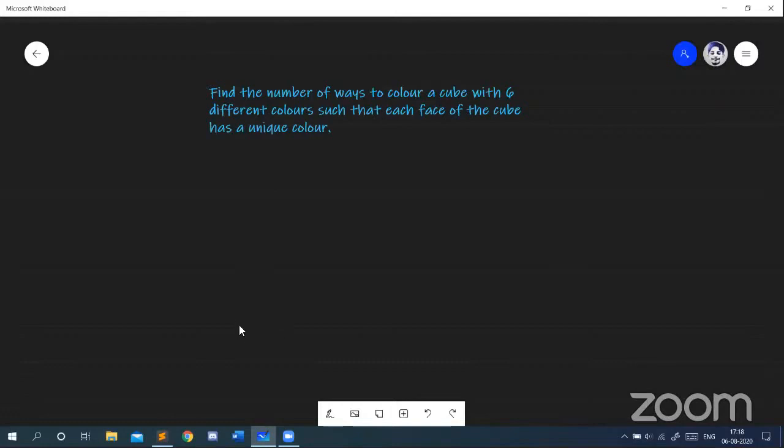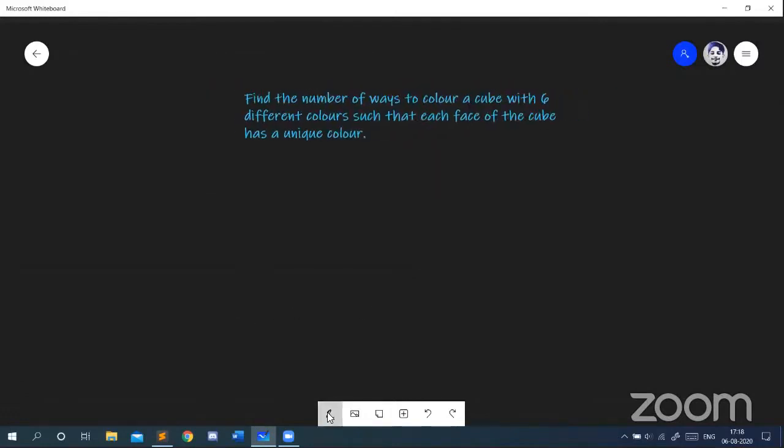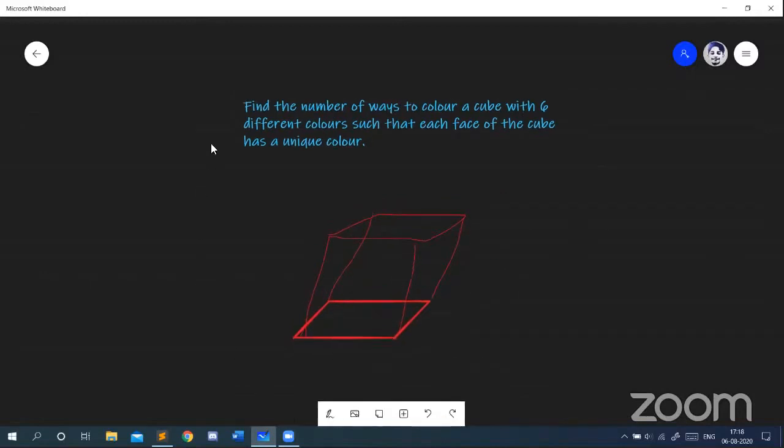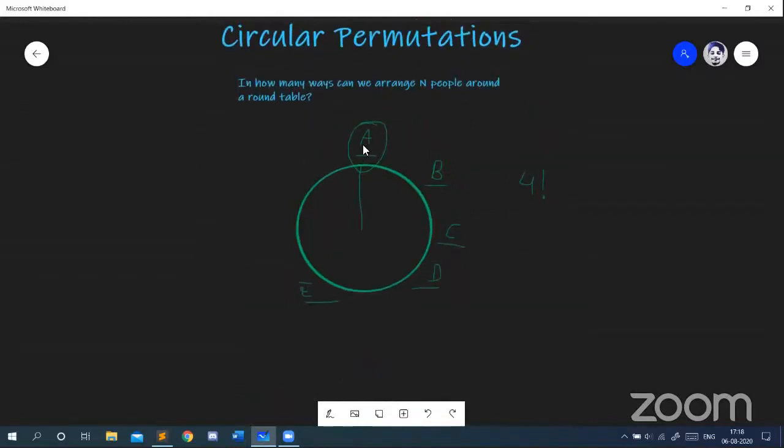So imagine you're in a room, right? And you have a floor, a ceiling, and 4 walls, right? I know it looks like a parallelepiped, but just imagine this as a cube, right? So what can we do here? What did we do in the last problem? We just fixed one person at one position, and then we arranged the rest.